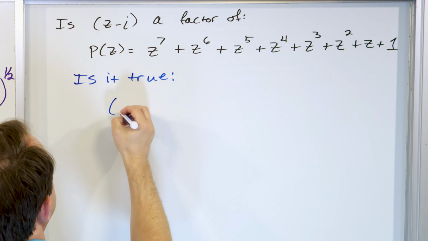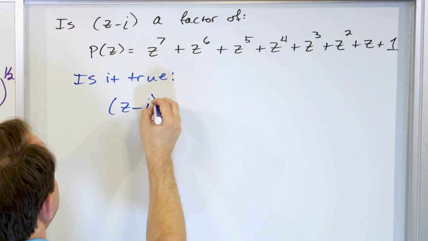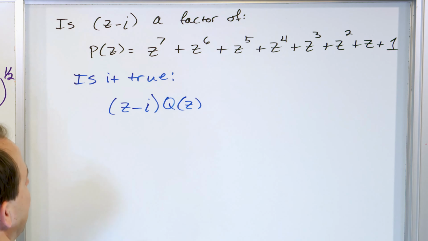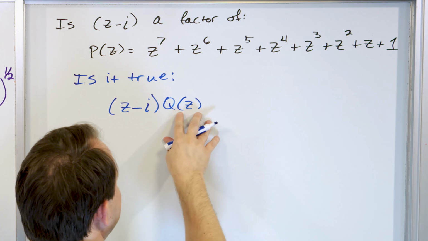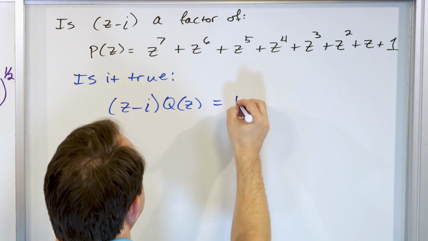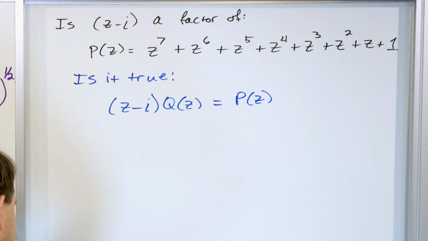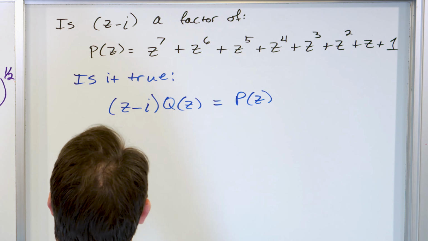If this thing is a factor, then what you're saying is z minus i can be multiplied by more functions of z, the other factors, because I have 7 altogether. So this could be 1, and I would have 6 more here. And that would basically equal p of z. Is it possible? That's what a factor means, right? So how do we check and see if that's the case?